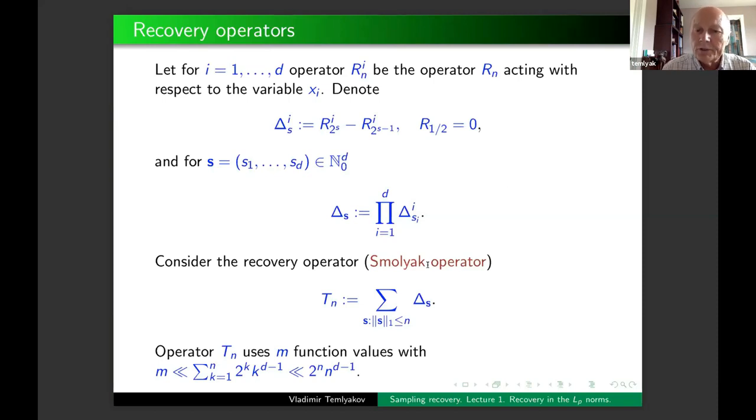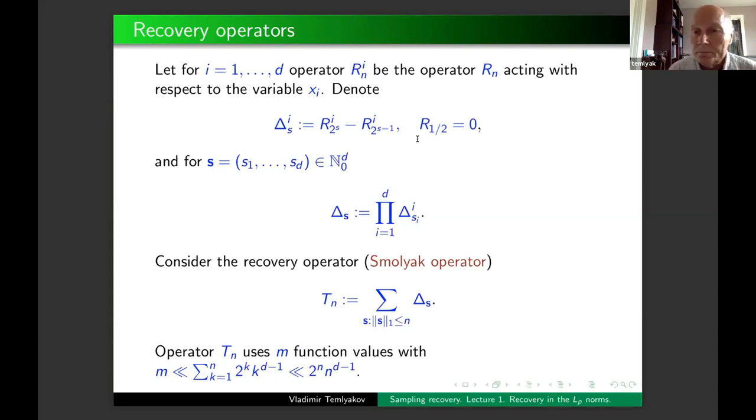So what is the idea of this Smolyak operator? We use what is natural, we use univariate operators. Now let this R be our univariate operator Rn, and this i stands for the variable xi with respect to which this operator is applied. So we have d variables, so then we will have Rn1, Rn2, and so on, Rnd. And now we take a difference of these operators. This is a simple step, but it turns out to be very, very convenient.